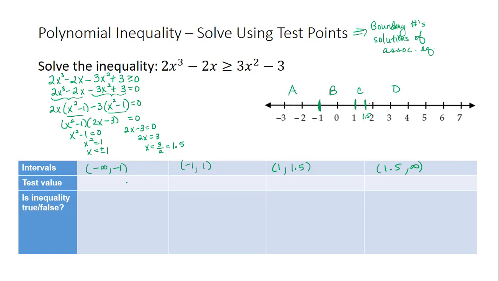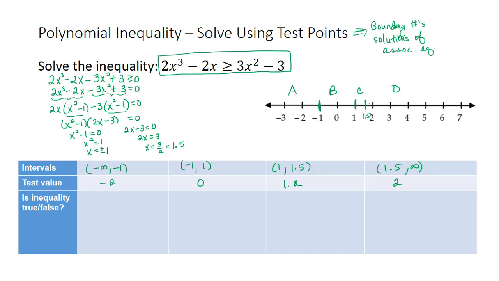A test point in each of these regions would be negative 2 lies in the interval to the left of negative 1. Between negative 1 and 1, we can use 0 as a test value. Between 1 and 1.5, there's no whole number or integer, so we would need to use a decimal value, like 1.2. And then to the right of 1.5, we can use 2. With these test points, now we plug into the original inequality to see if we get a true or false statement.